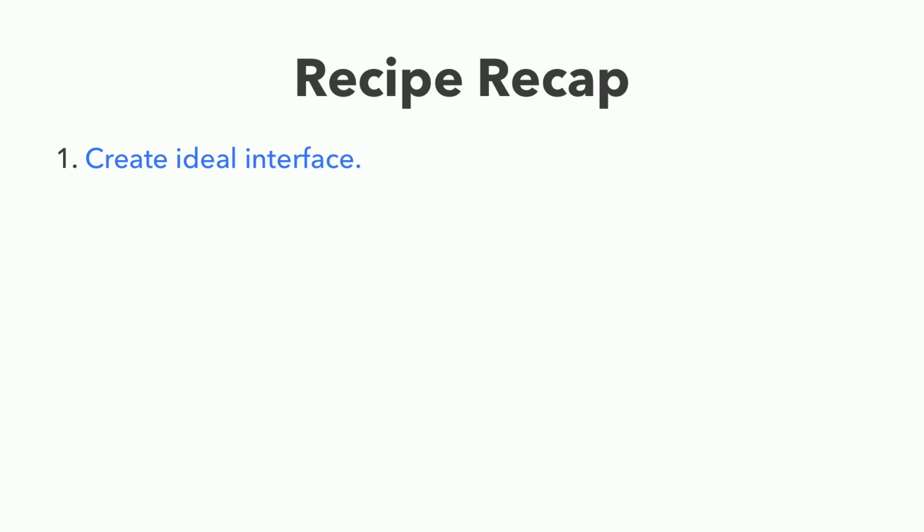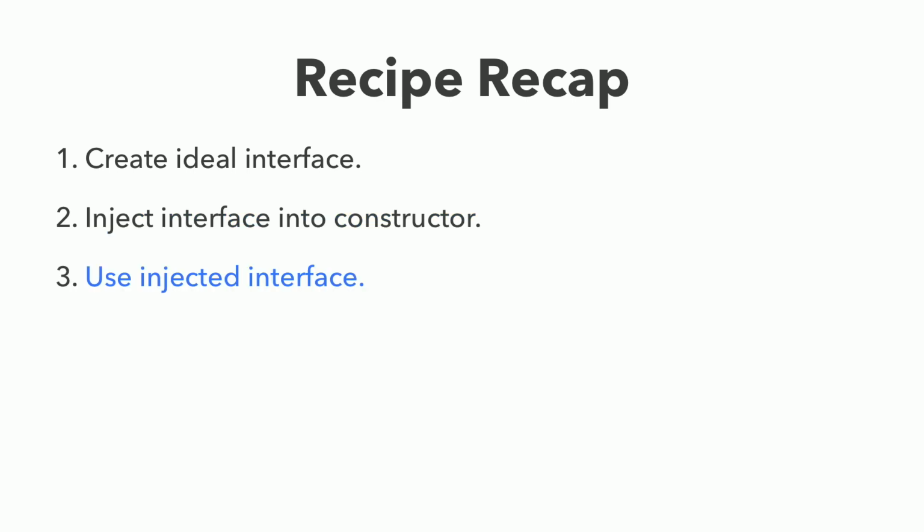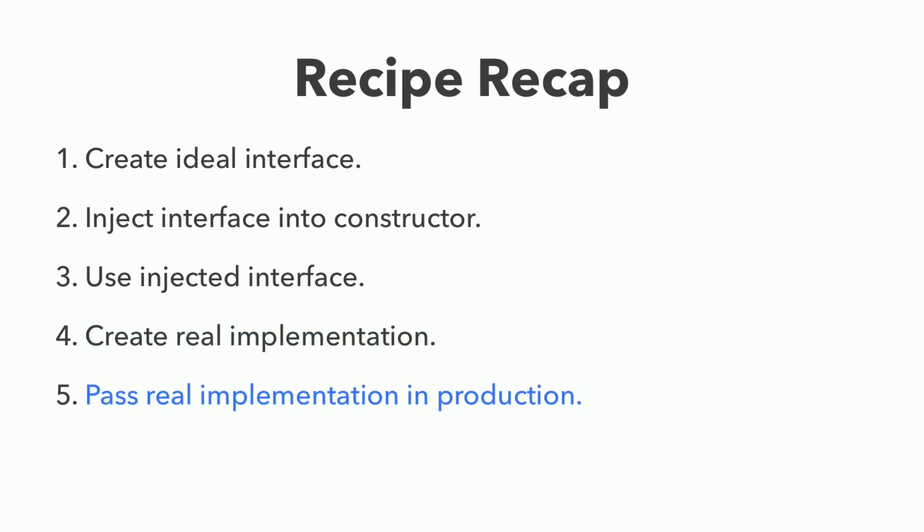So the recipe that we went through was we created the ideal interface. We injected that interface into the constructor. Then we used it everywhere in our production implementation. We created a real implementation that we could give to that consumer when it needed one. We passed that real implementation everywhere in production. And then finally, we were able to create a mock implementation, a fake and predictable implementation for use in tests. 6 steps, not too bad. A lot easier than getting Dagger up and running.